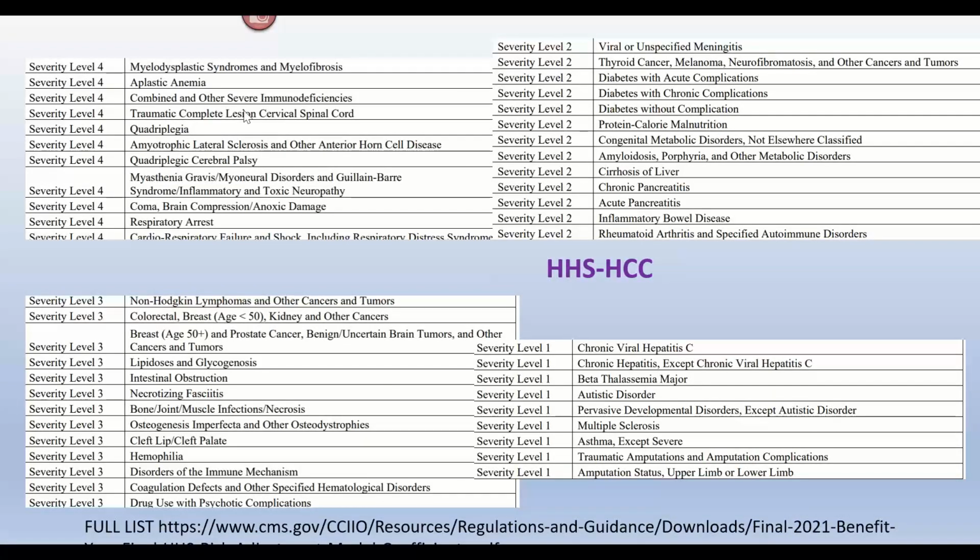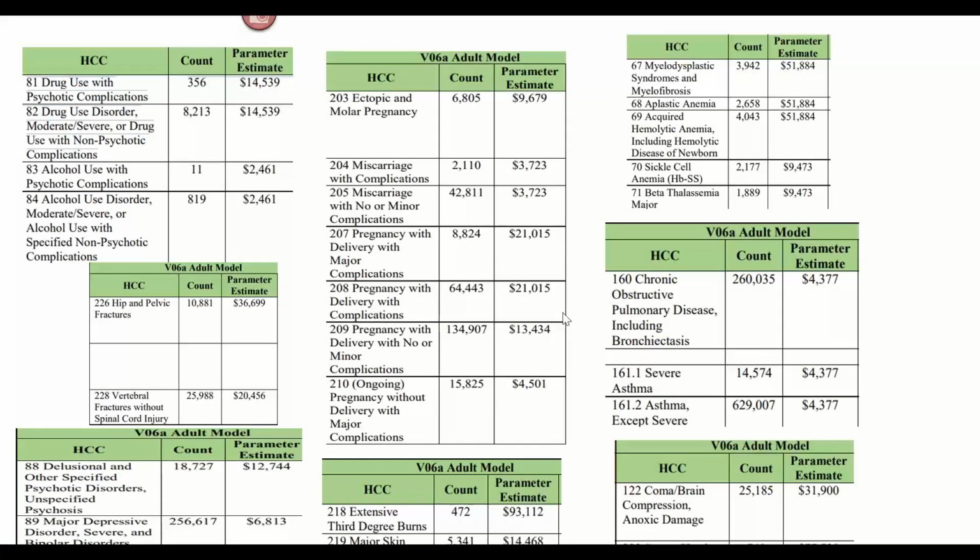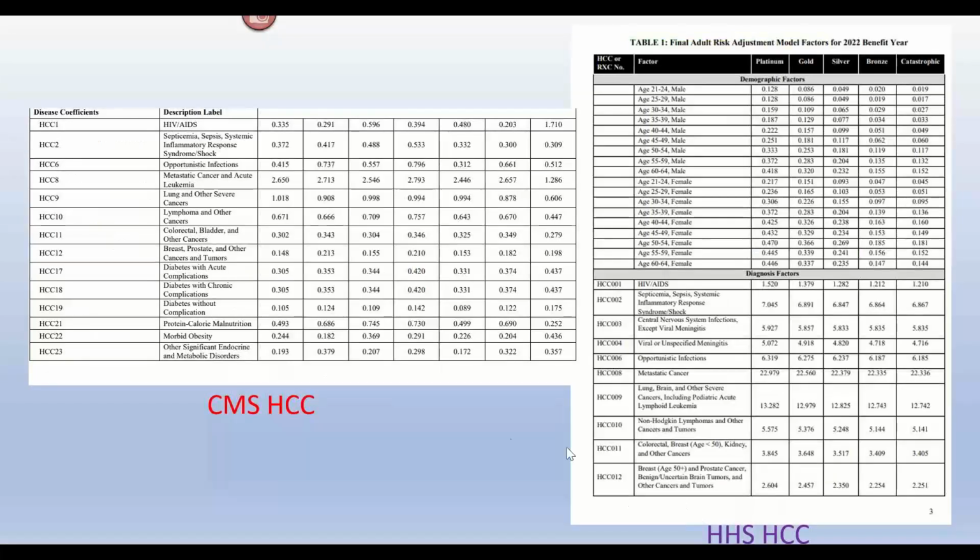And let me show you some other examples. There's a full list that you can find here, but these are some of the examples in the different severity levels that will code. This is just some examples of costs that are associated if you use this model for the marketplace. You know, hip fractures, $36,000, sickle cells, $9,000, asthma, $4,000, third-degree burn, $93,000. So again, just showing you some of those costs.